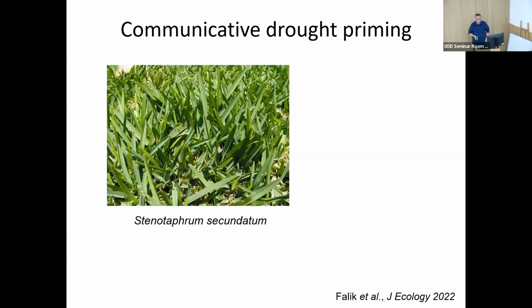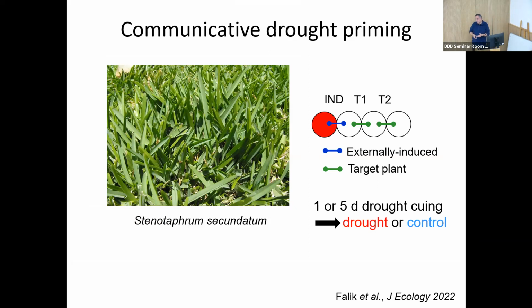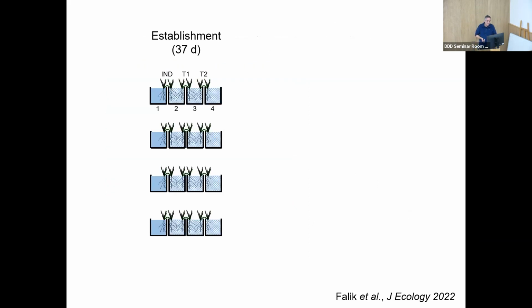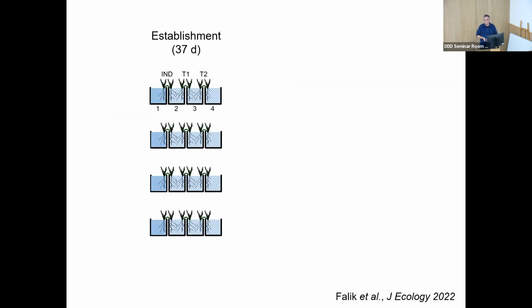So here comes the next experiment, which was done with buffel grass, just published. The same situation, but simplified. We only have one immediate neighbor and one relay neighbor. This is the cheapest way to do it, in order to test for both communication and relay communication. And then you either induce drought or you have benign controls. And you do it for 1 or 2 or 5 days. This is how you get some pot systems like this with the 3 plants, the induced and 2 target neighbors.